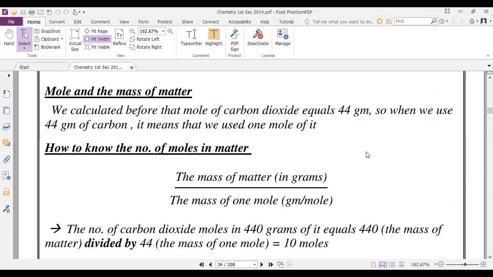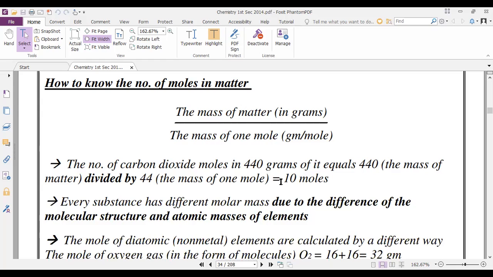Try to read. We calculated before that the mole of carbon dioxide equals 44 grams. So when we use 44 grams of carbon dioxide, it means that we use 1 mole of it. How to know the number of moles in math is very important. How can we get the number of moles? It's a very, very important rule that we will use in all the next problems. First you must get the number of moles. Okay, Mariam?